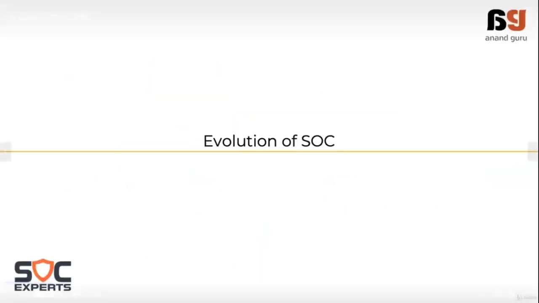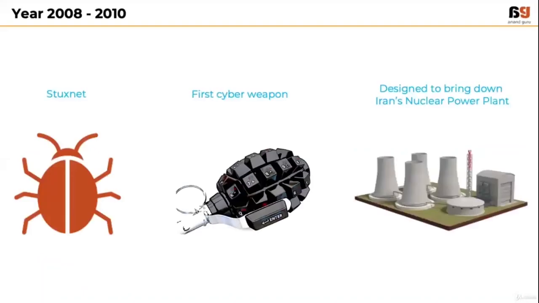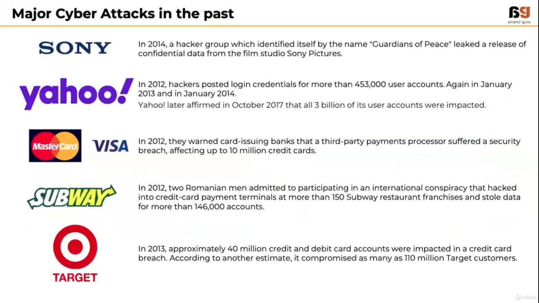So moving into the evolution of the SOC, he explained that Stuxnet was one of the first cyber weapons that was ever created, and it was designed to bring down Iran's nuclear power plant. And this particular cyber attack was so unique that I think for almost 6 months after the attack took place, they didn't know that the attack had already been done. So you can imagine how bad and desperate these guys can be.